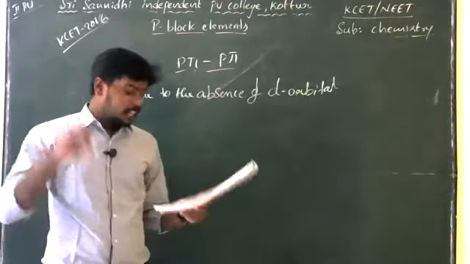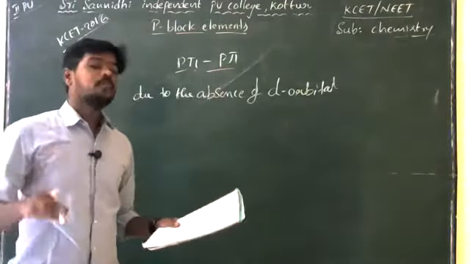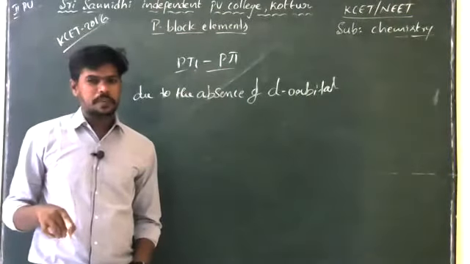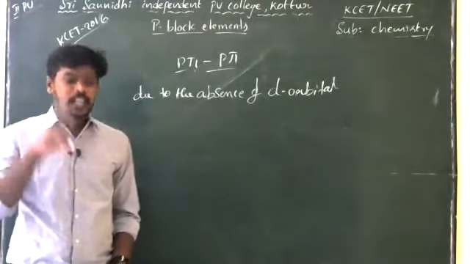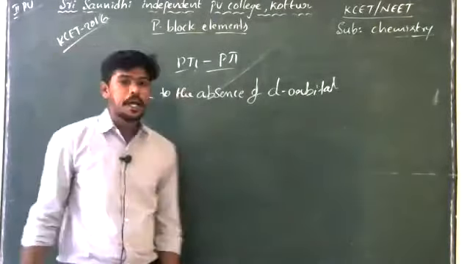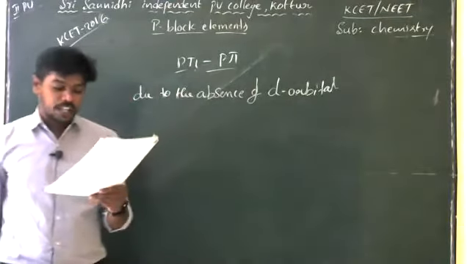It has high electronegativity, it has high ionization enthalpy, and there is non-availability of d orbitals, right? So those three statements are wrong for nitrogen. Only one statement, that it can form p pi bonds, is correct for nitrogen.